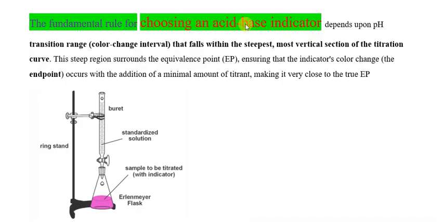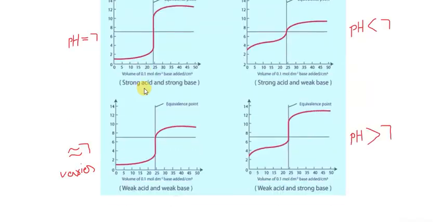Basically, choosing of an acid base indicator depends upon the pH transition range. The pH transition range is the range in which the color change interval is shown. That falls within the steepest and most vertical section of the titration curve. That is the steepest and most vertical part of the titration curve.